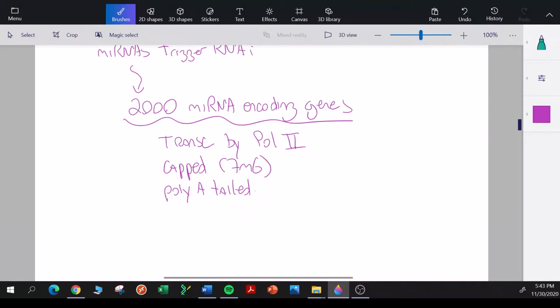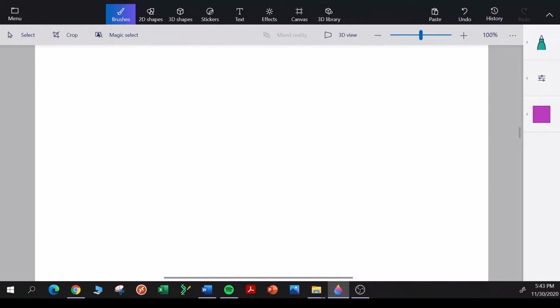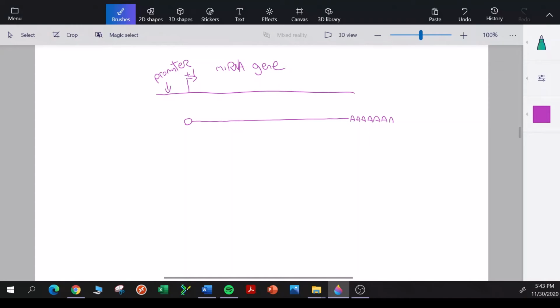So, as an example, let's assume this diagram right here is of a microRNA encoding gene. Now, let's say this is the promoter where RNA polymerase II would bind. This is the +1 site. And so let's say this is the transcript. It's been capped. There is a poly-A tail.